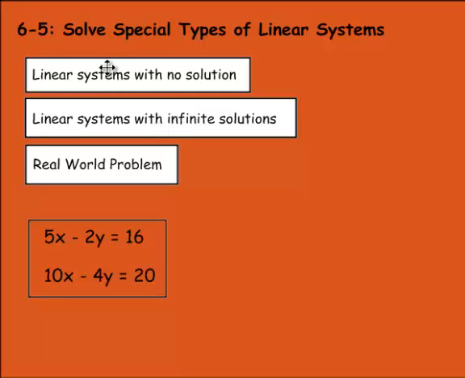We're on lesson 5 of chapter 6, which is solving special types of linear systems. First, we're going to do linear systems with no solution. Then we're going to do linear systems with infinite solutions. Then we'll solve a real-world problem.